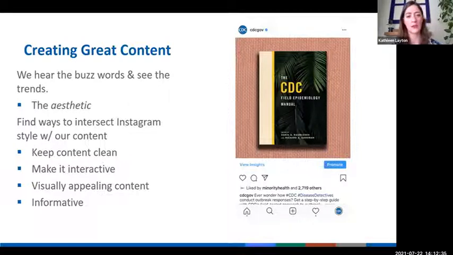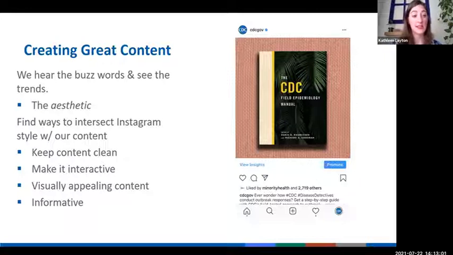If you look a little bit closer, the background also balances out the cover really well. It's got a slight texture. It's not cluttered and it doesn't distract from the photo. There's not a lot of text competing with the cover. It all just aligns really well with what our audience would expect to see on Instagram, but also what they would expect to see from CDC on Instagram.